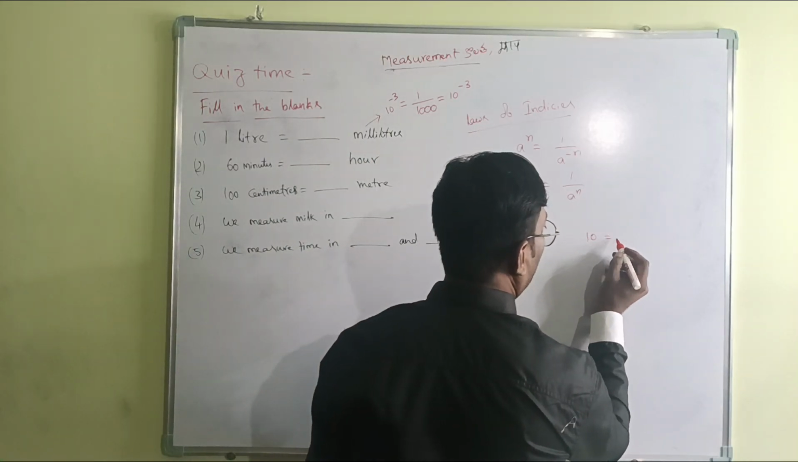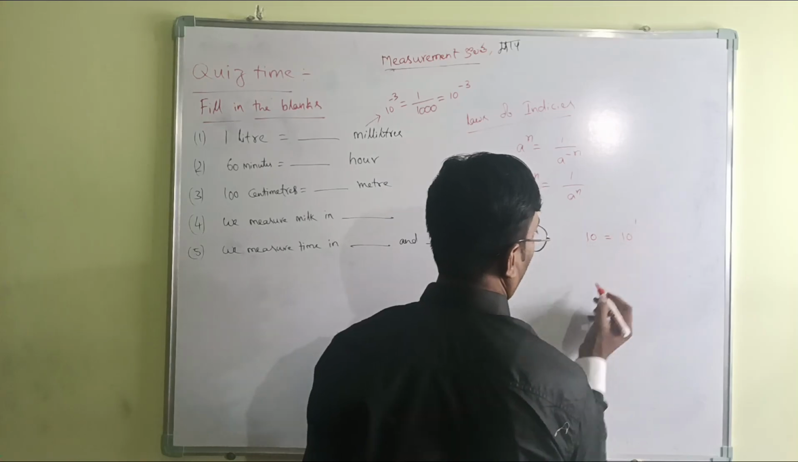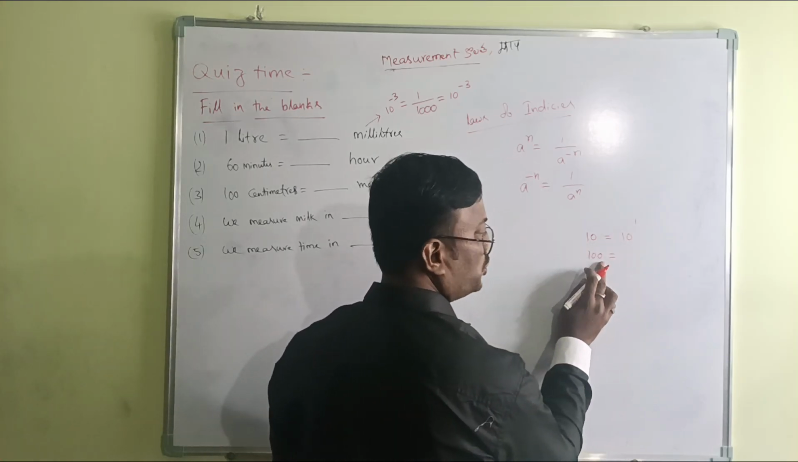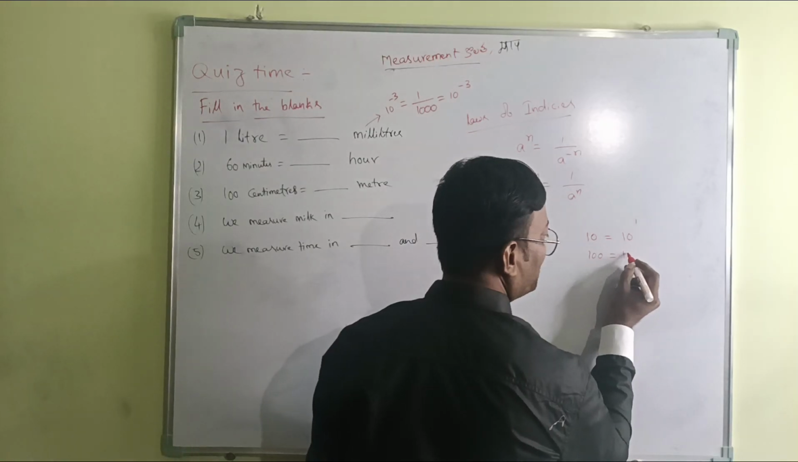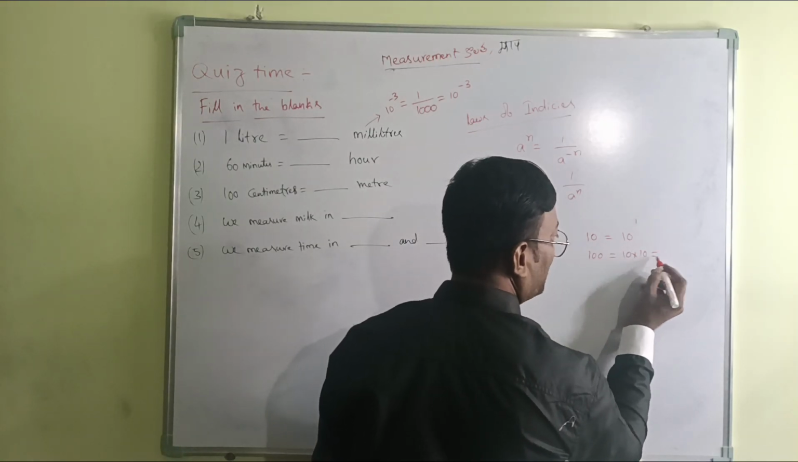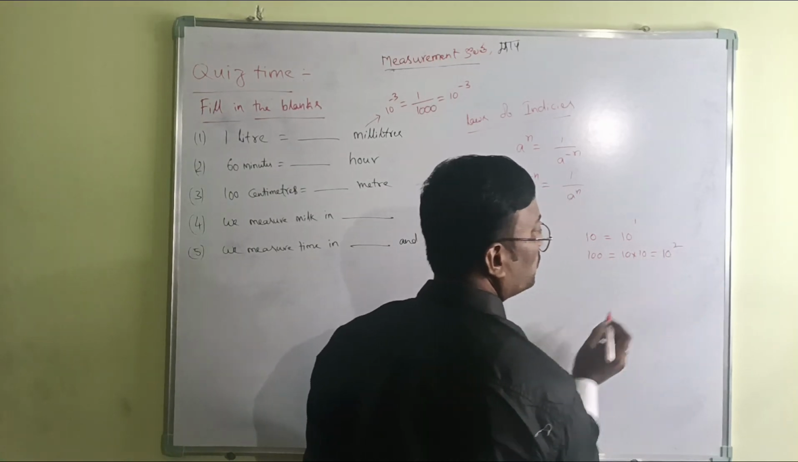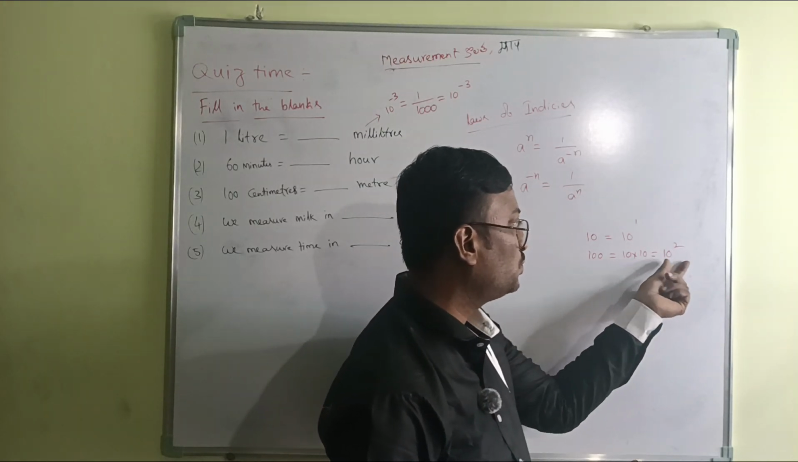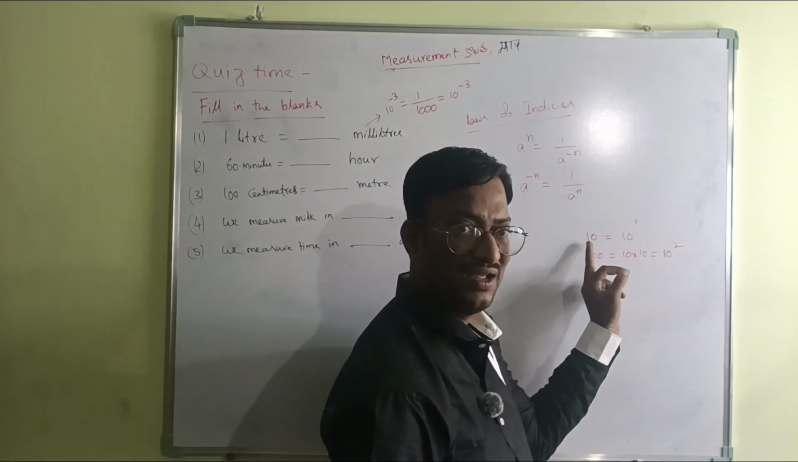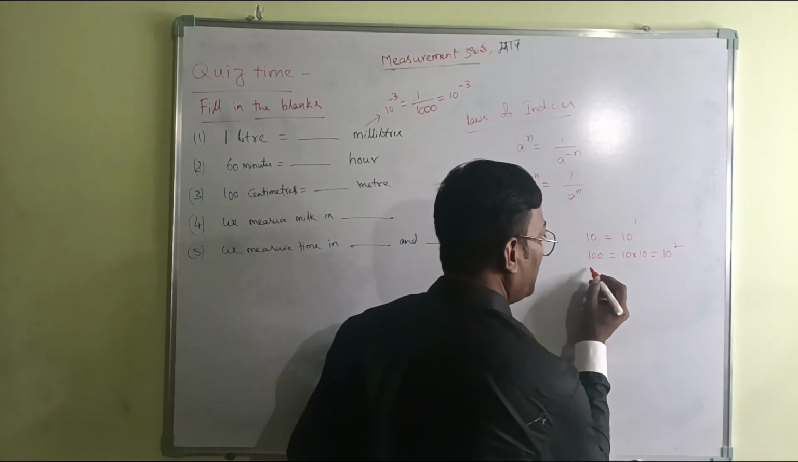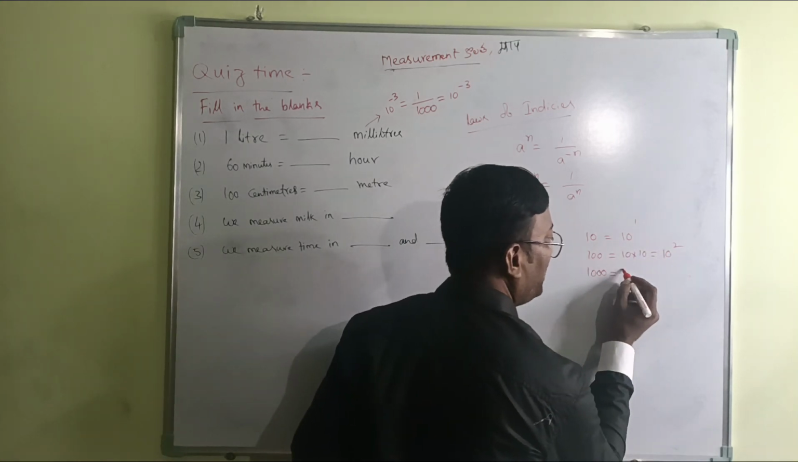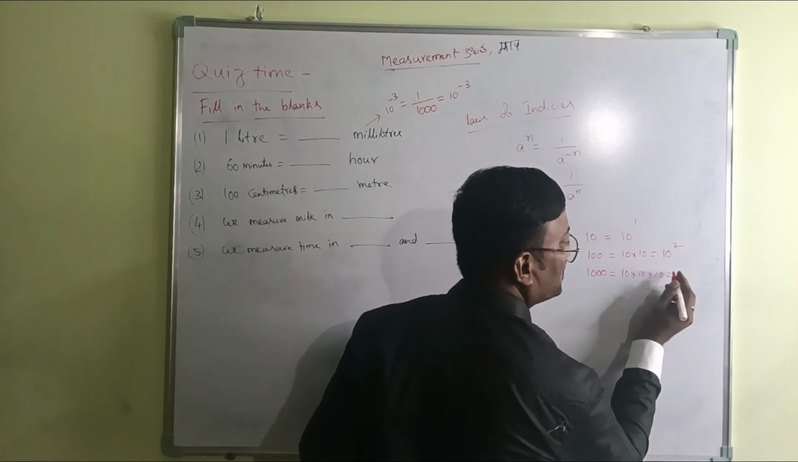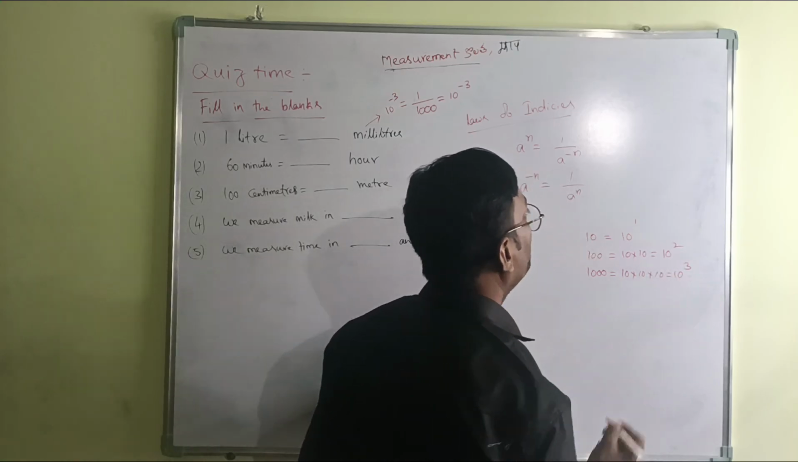10 can be written as 10 to the power of 1. 100 can be written as 1 followed by 2 zeros. So it can be written as 10 into 10. So that can be written as 10 to the power of 2. Right? 10 power 2. 2 tens we have, so 10 power 2. 1 ten here, 10 power 1. Similarly, for 1000, what we can write? 10 into 10 into 10. So 3 tens, that can be written as 10 to the power of 3.